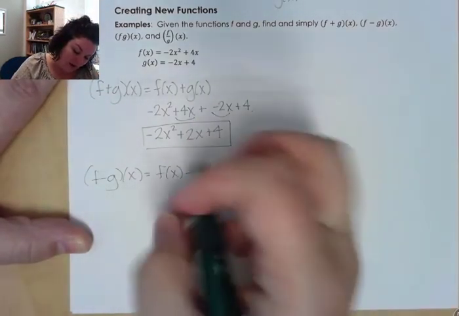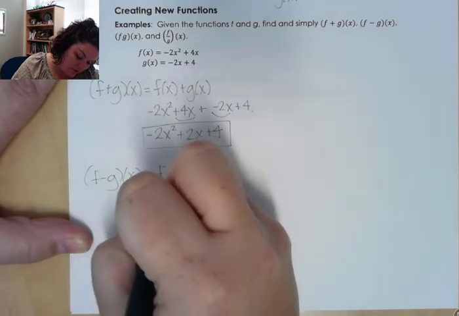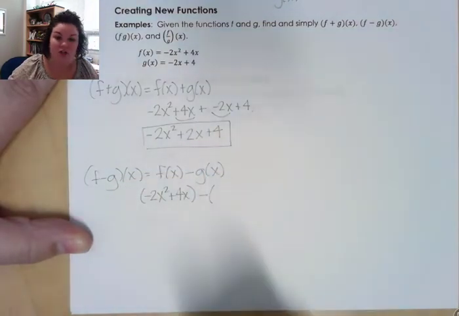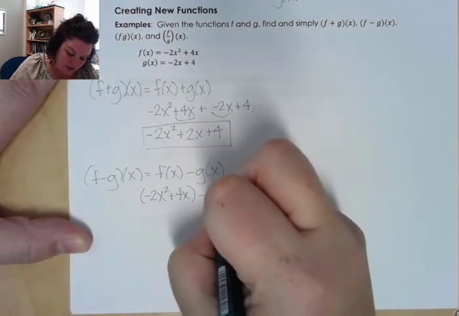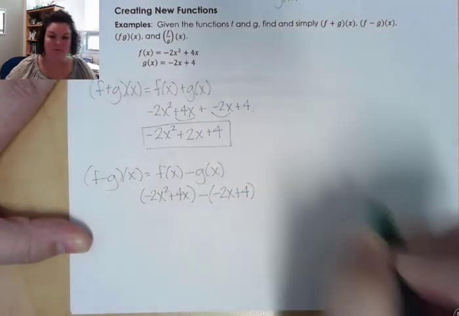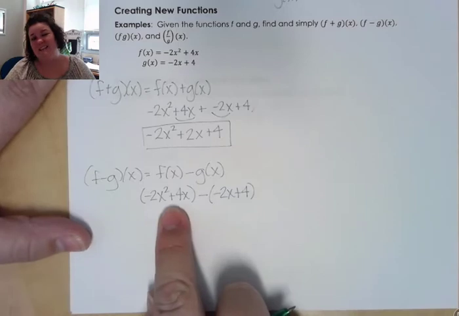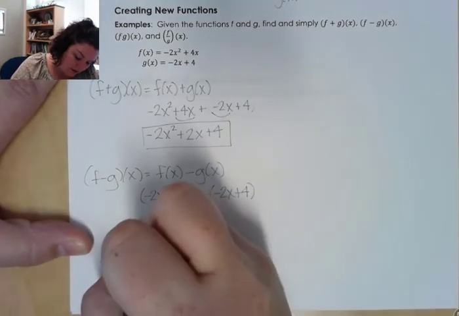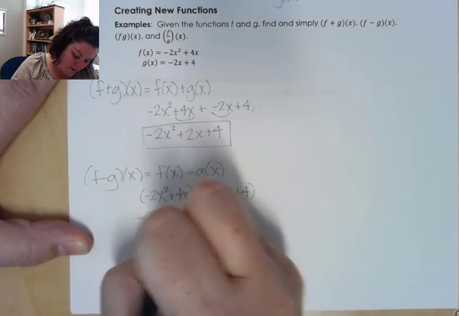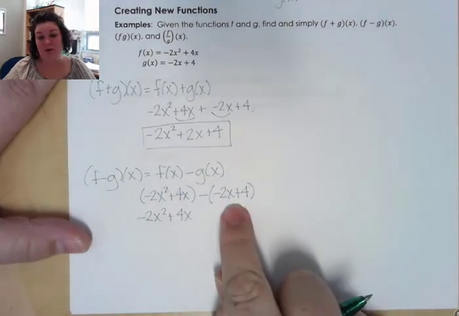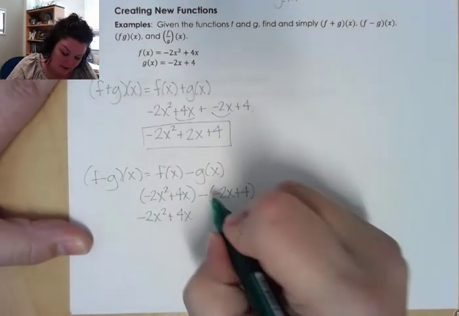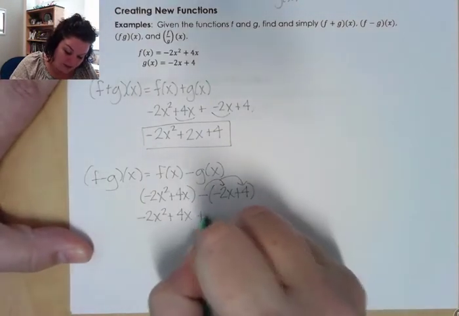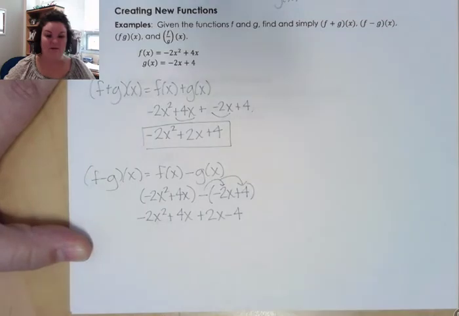Okay, so we have our f of x function, which is negative 2x squared plus 4x, and then we're subtracting our g of x function, which is negative 2x plus 4. Now the first function I didn't really need the parentheses on because there's nothing being done outside of them, so I can go ahead and just drop those parentheses. But I did need the parentheses on the second function because I need to distribute that negative to both terms. So that gives me a positive 2x and a negative 4.